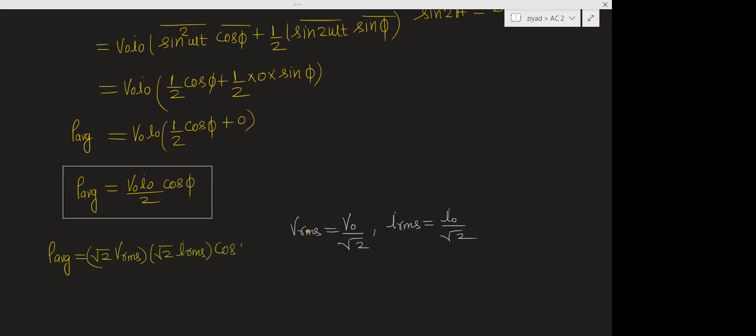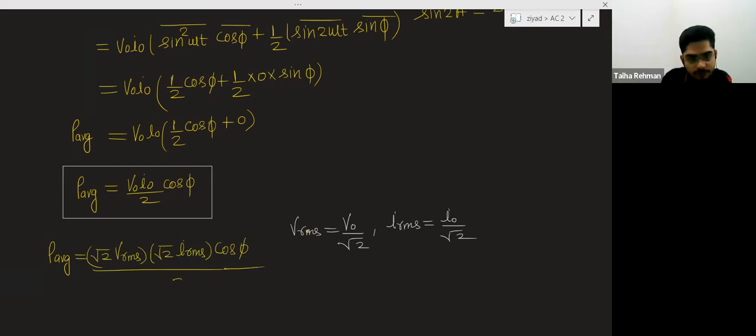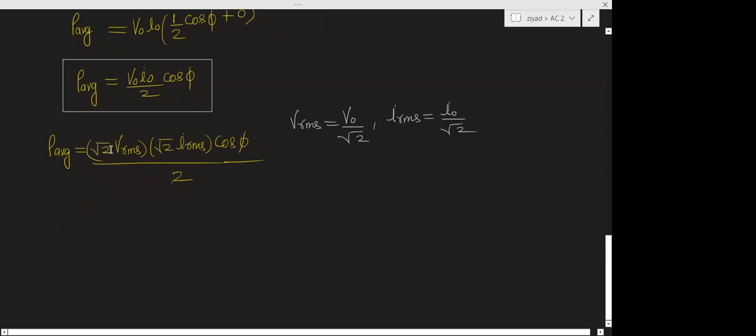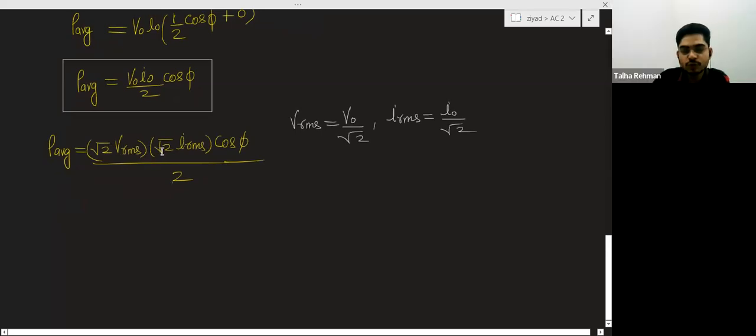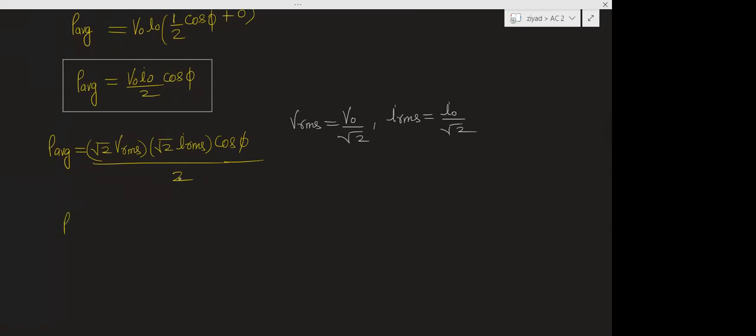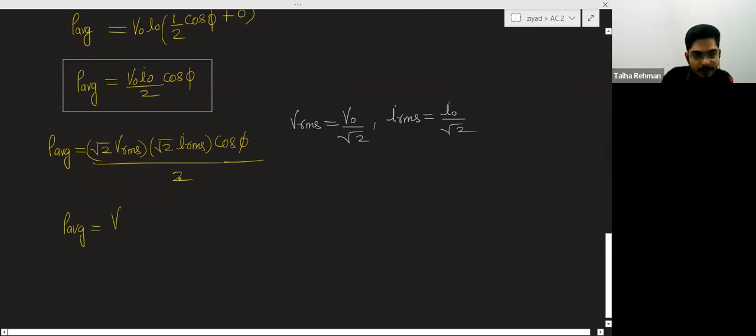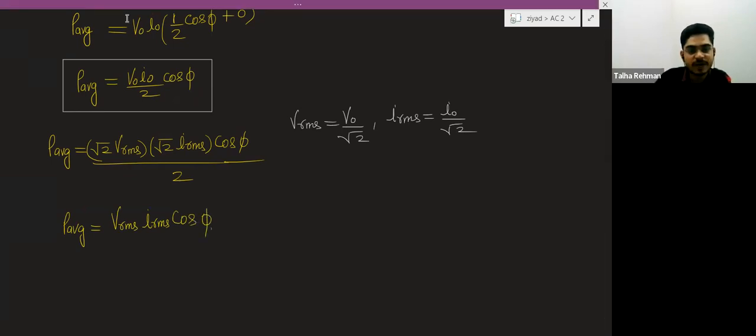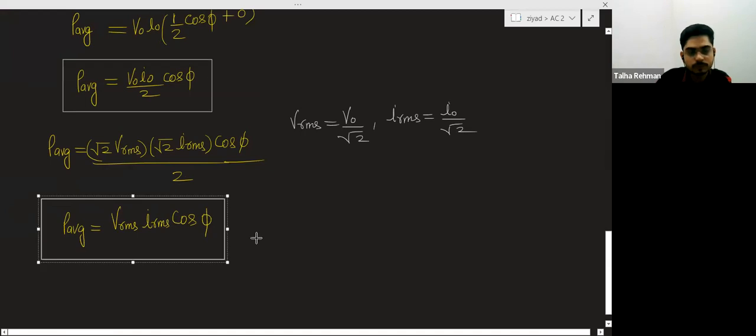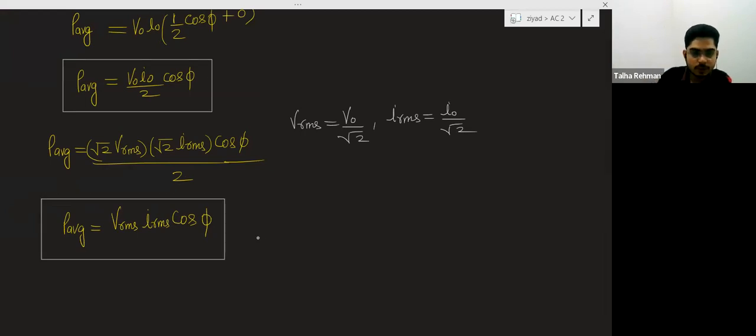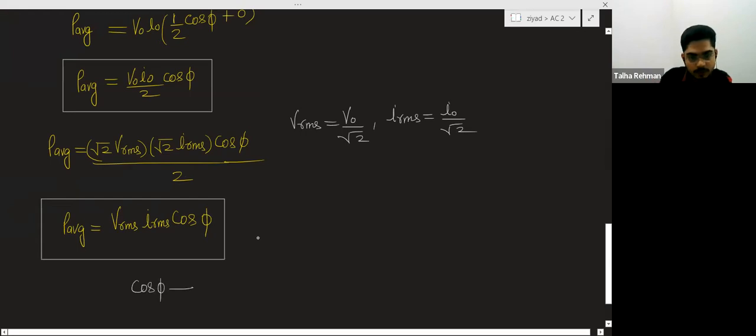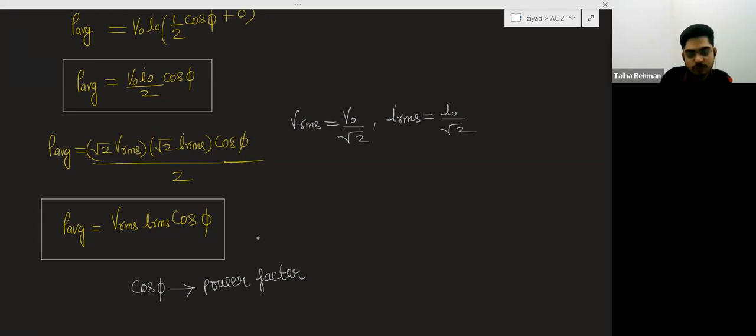Into cos phi and divided by 2. This root 2 and root 2 multiplied become 2, and 2 and 2 will be cancelled out. So finally we will get average power as V RMS I RMS cos phi. This is the formula in terms of RMS values. And this cos phi is known as the power factor.